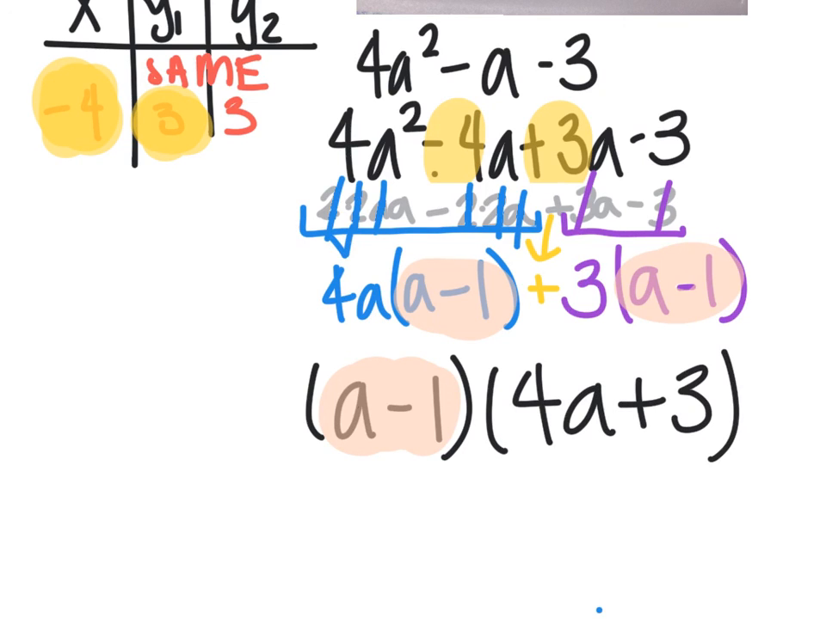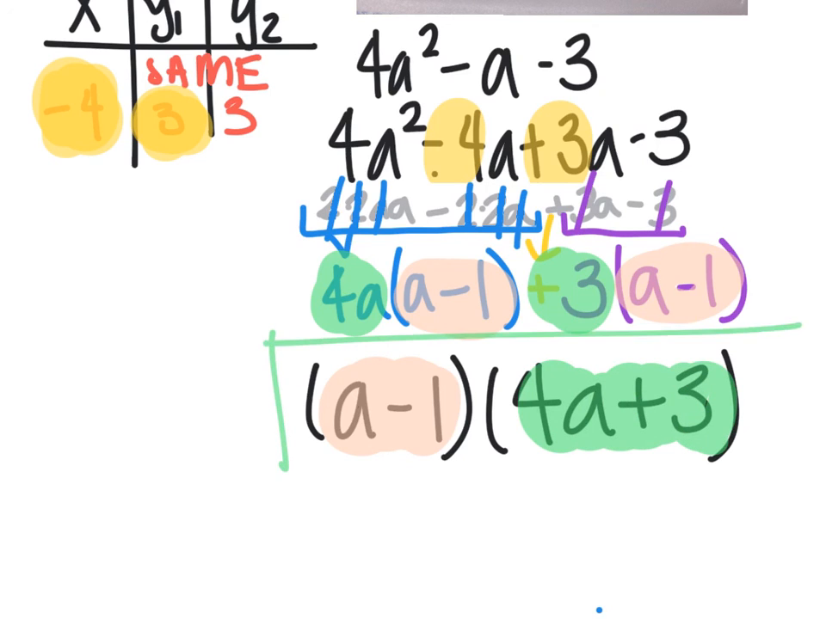And that 4a plus 3 comes from what is in front of the parentheses. The 4a and the plus 3 there is where that 4a plus 3 comes from. So that would be my answer.